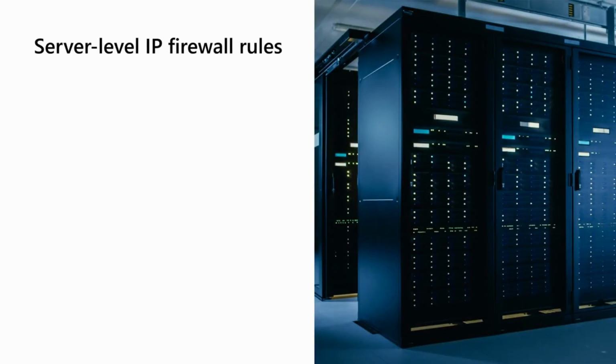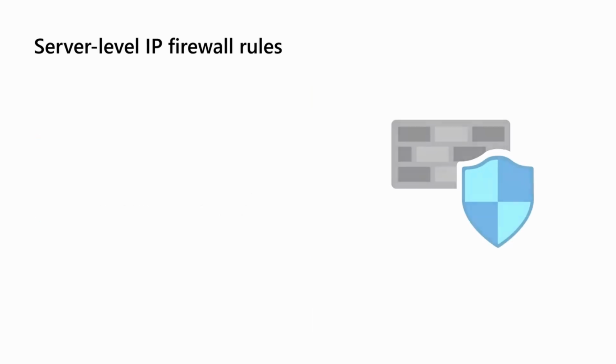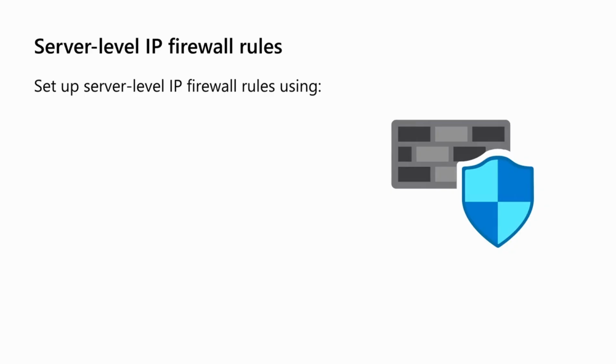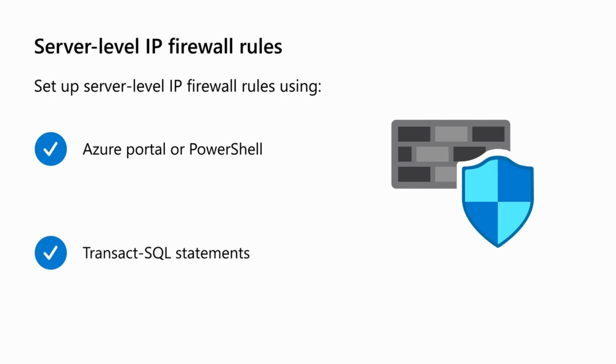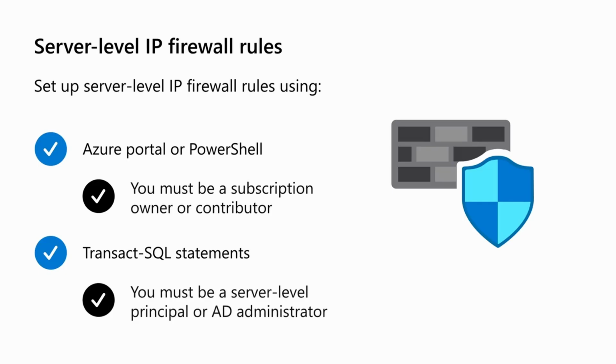Server-level IP firewall rules, stored in the master database, permit clients to access your entire Azure SQL Database, meaning all databases within the same SQL Database server. You can set up server-level IP firewall rules using the Azure Portal, PowerShell, or Transact SQL statements. To create server-level IP firewall rules using the Azure Portal or PowerShell, you must be a subscription owner or contributor. To create a server-level IP firewall rule using Transact SQL, connect to the SQL Database instance as the server-level principal or AD administrator.